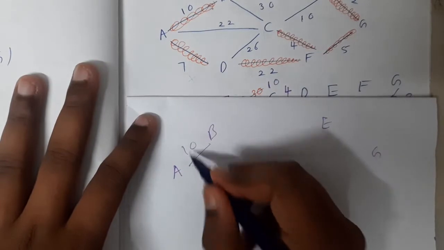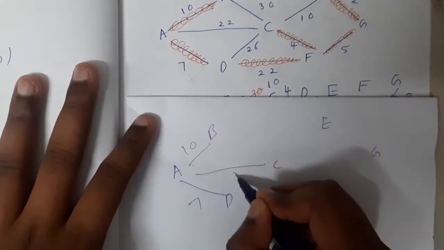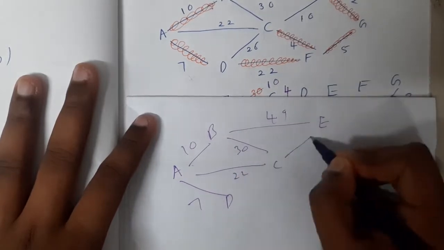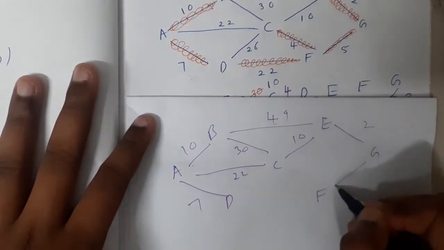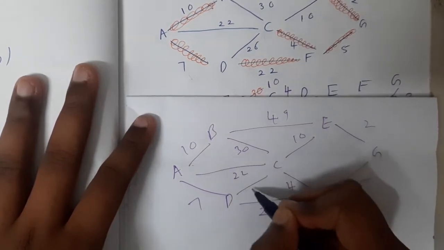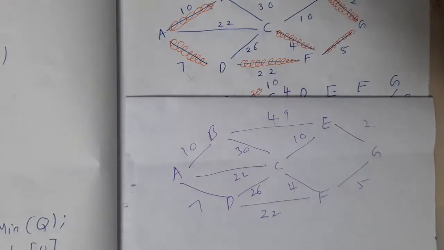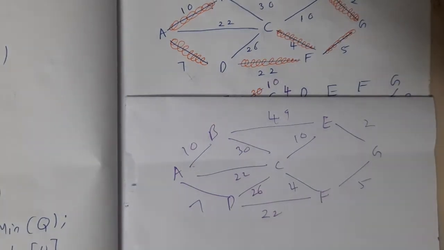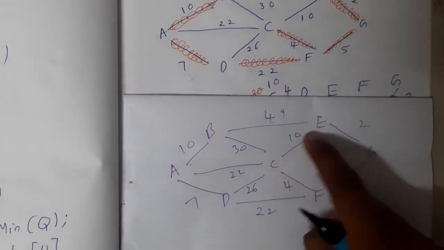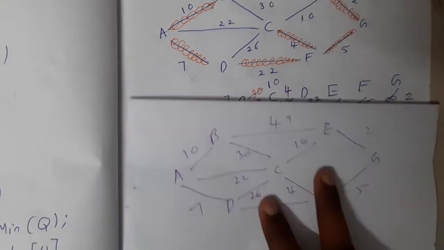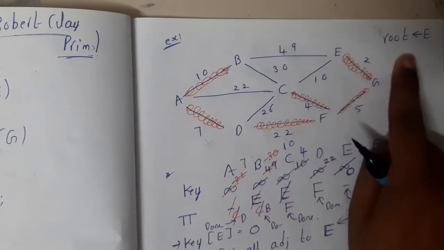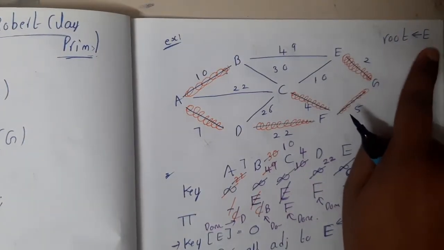10, 7, 22, 49, 30, 10, 2, 5, 4, 22, 26. So let us start. In Kruskal's algorithm we started with the minimum edge, right? But in Prim's you should start at some particular point. So assume in the given question E is the root. So we need to start from E.